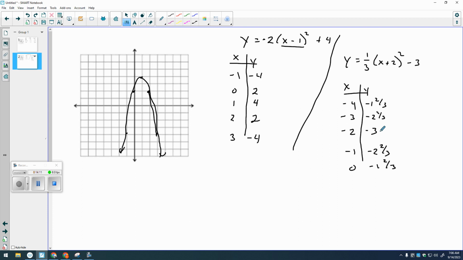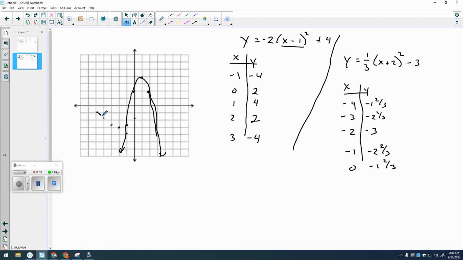Plug my points in, or plot my points. When x is -2, y is -3. When x is -3, y is -2 and 2/3. So we're down here. And when x is -1, we're down here. When x is 0, we are at -1 and 2/3. So we're sitting right there, and it reflects over to right there.